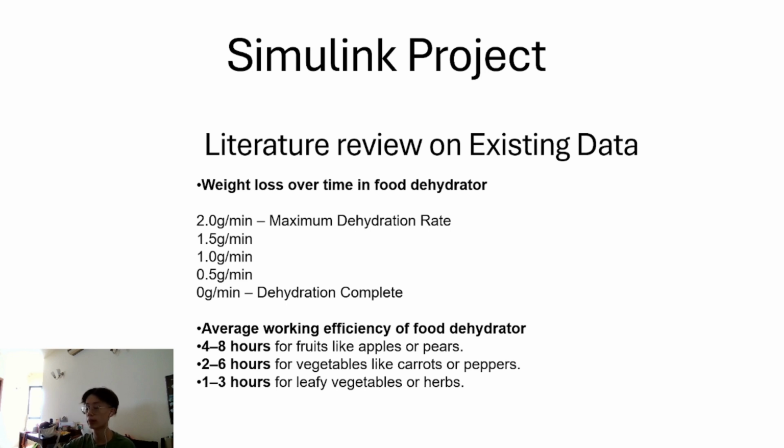And when the weight change over time is 0 gram per minute, it indicates that the dehydration is already completed. The average working time of a food dehydrator is 4.8 hours for fruits, 2.6 hours for vegetables, and 1 to 3 hours for vegetables and herbs. It very much depends on the temperature and the time assigned to the dehydrator. So we want to maximize it by increasing the heat for things that have higher moisture content. When the machine detects higher moisture content, it will increase the temperature assigned to the dehydration process.